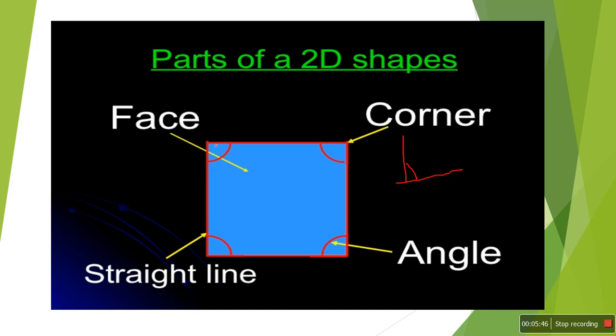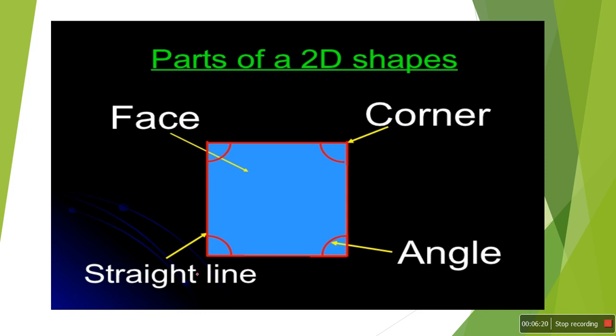And the fourth one is the straight line. This is also a part of 2D shapes, like 1, 2, 3, 4. Straight lines we have already studied in class 3. A straight line is also called an edge. Basically every student knows what an edge is. So these are the edges. How many edges are there? You will say 1, 2, 3, 4. There are 4 edges. Basically in 2D shapes you will find only 4 parts. The first one is face, the second one is corner, the third one is angle, and the fourth one is straight line.